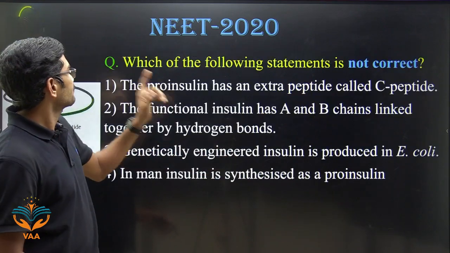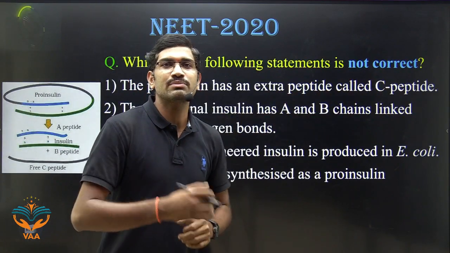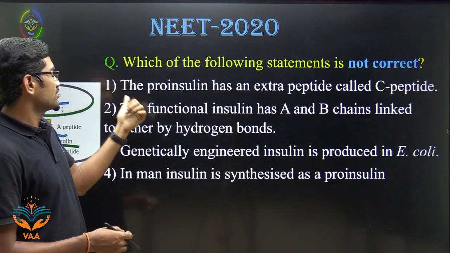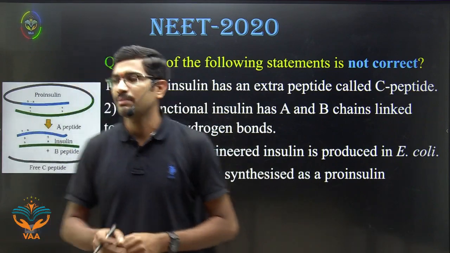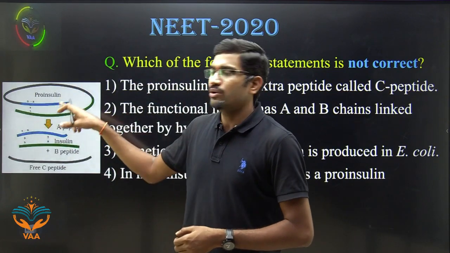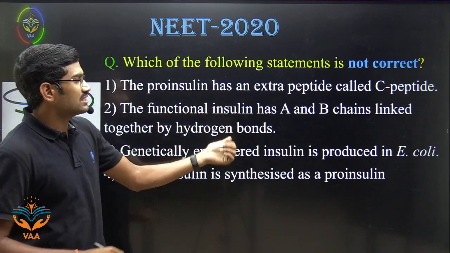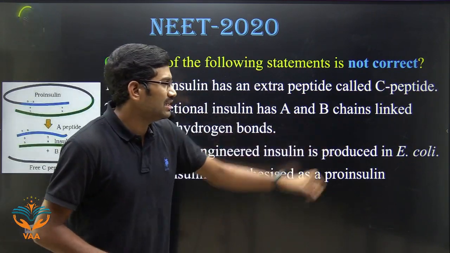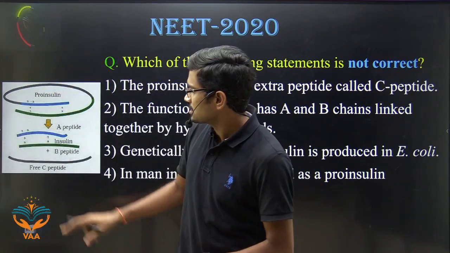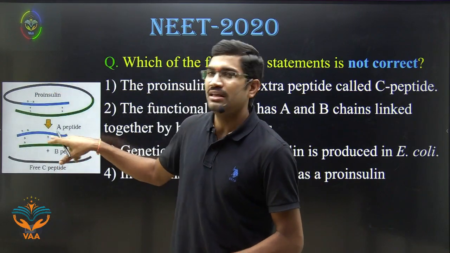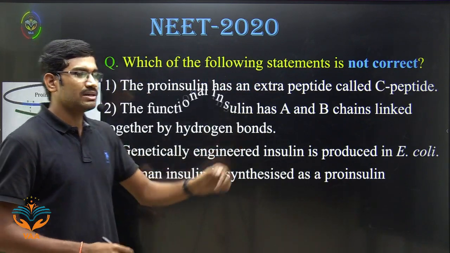Next one. Which of the following statements is not correct? So wrong statements we need to identify. First option, the proinsulin has an extra peptide called C-peptide. In NCERT they have given that proinsulin has C-peptide, so it is a correct statement. Next one, the functional insulin has A and B chains linked together by hydrogen bonds. This is wrong because A and B chains are linked by disulfide bonds, but here they gave hydrogen bonds. So the wrong statement is option 2.